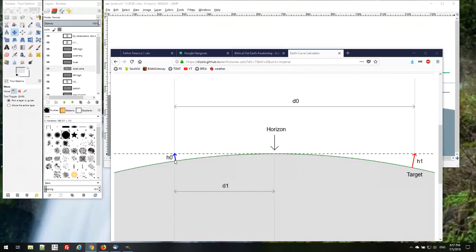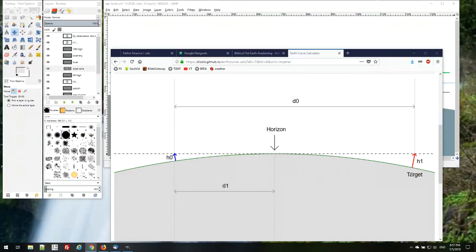So H0 is the observer at 6 feet eye height above the ground. The horizon is about 3 miles away, and the target is on the other side of that tangent point, and it's 10 feet high. They're trying to calculate the distance to the horizon, which is the vanishing point, the point at which everything is obstructed.